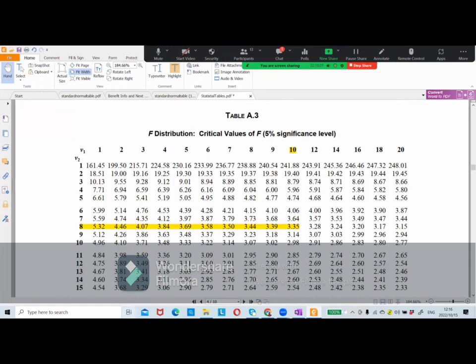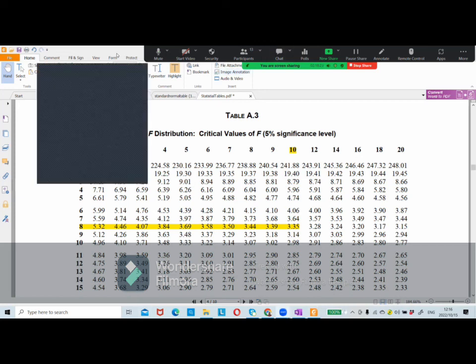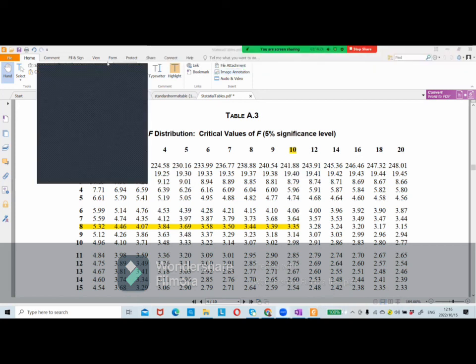So we conclude. Calculated value of F is smaller than tabulated value. So what do we do? H naught is accepted. It's accepted.